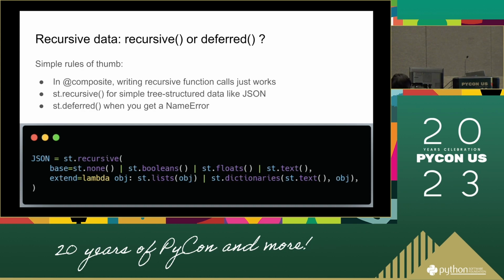And so for things like JSON, this is remarkably nice. This is, by the way, a complete definition of a Hypothesis strategy that can generate any value representable as JSON, which is pretty nice. Or we have the deferred strategy, which lets you define mutually recursive functions. My rule of thumb is use that whenever you get a name error, where you're trying to refer to something that hasn't been defined yet.